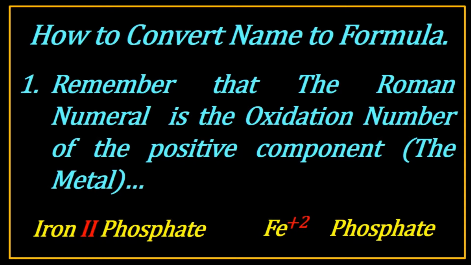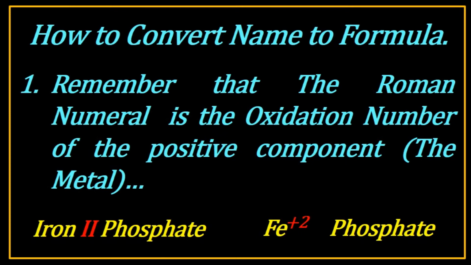The first step, and there are not as many steps with this as there were with converting a formula to a name, is to remember that the Roman numeral is the oxidation number of the positive component, or the metal. So in this case, if you have something like iron 2 phosphate, the iron is +2. You would write the formula from iron 2 phosphate to begin with as Fe +2.